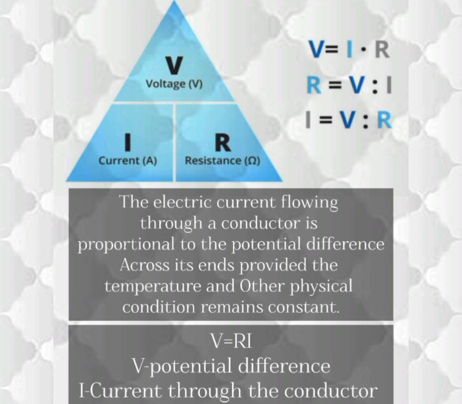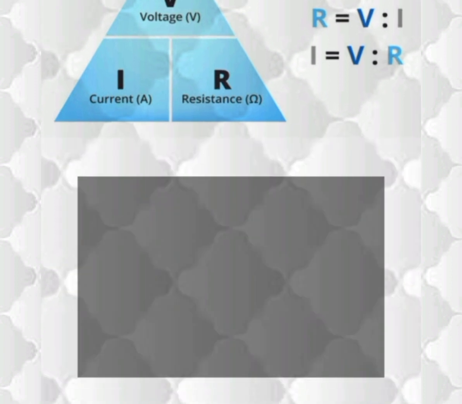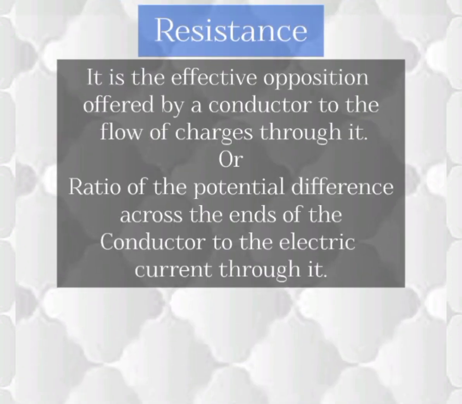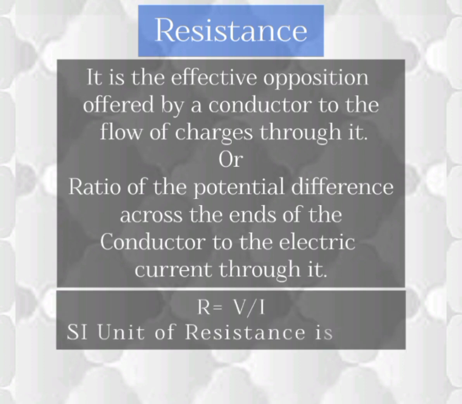resistance of the conductor. Now, what do you mean by resistance? Resistance is the effective opposition offered by a conductor to the flow of charges through it, or it can be defined as the ratio of the potential difference across the ends of the conductor to the electric current, that is R is equal to V divided by I. SI unit of resistance is ohm.